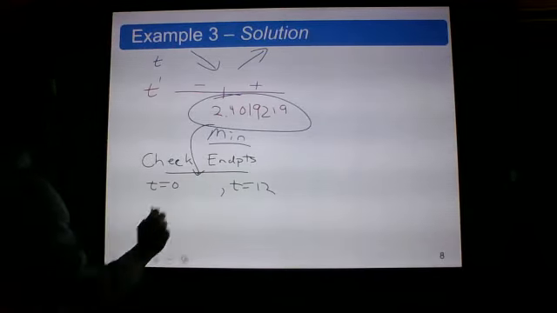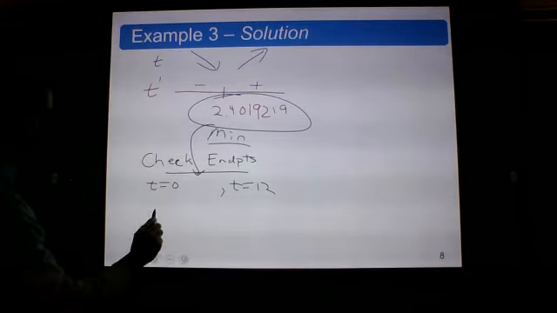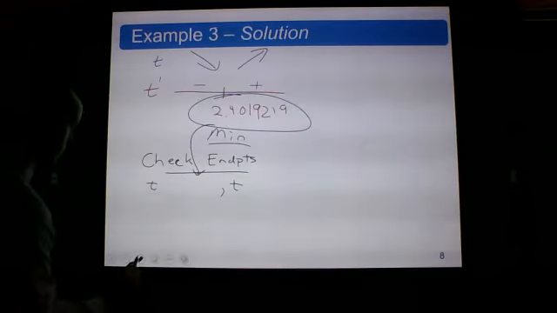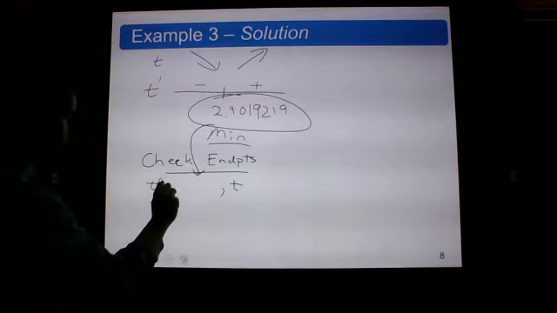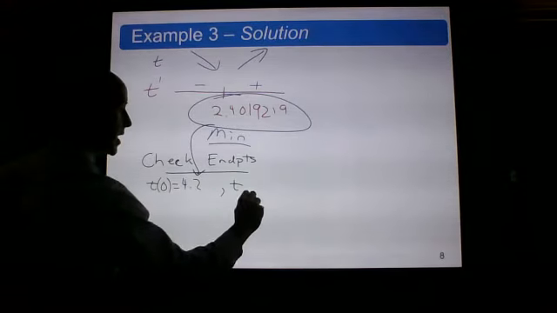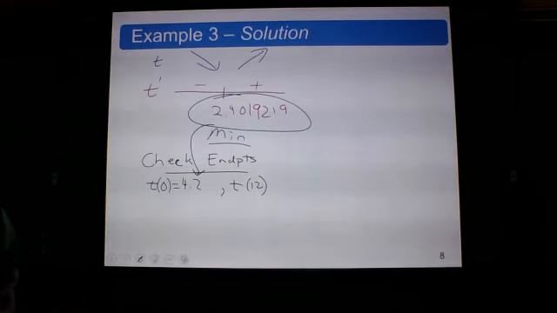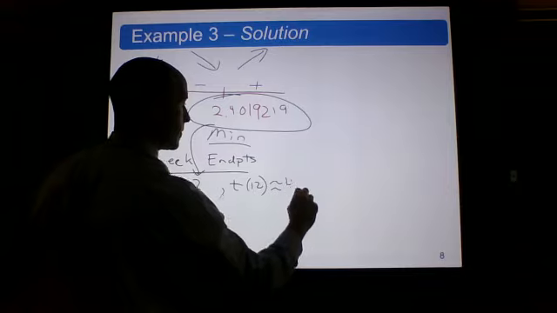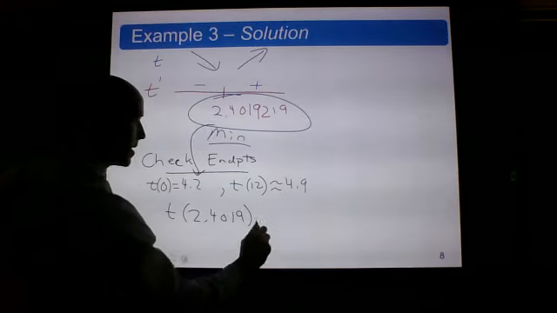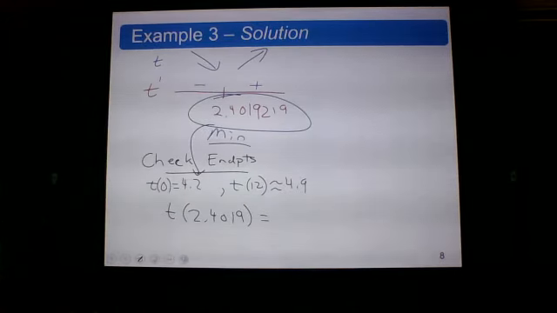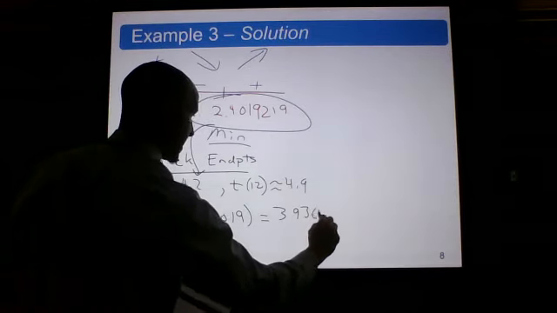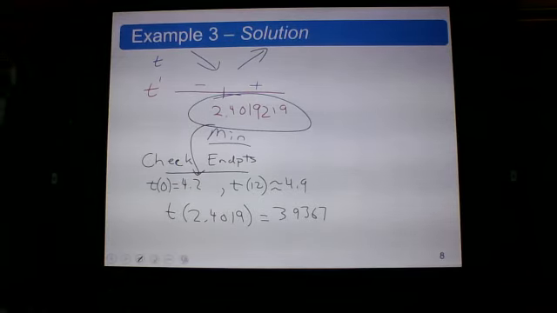Of course, we got this guy here in the middle. But it turns out that I actually wrote that slightly incorrectly. Let me try that again. T of 0 turns out to be 4.2, and T of 12 turns out to be roughly 4.9. But T of 2.4019 turns out to be 3.9367. And now we can answer our question.